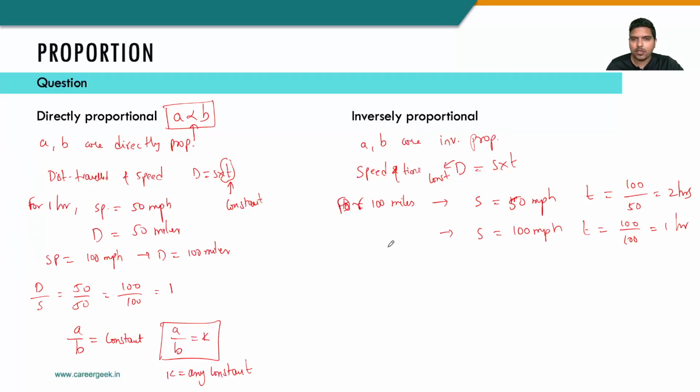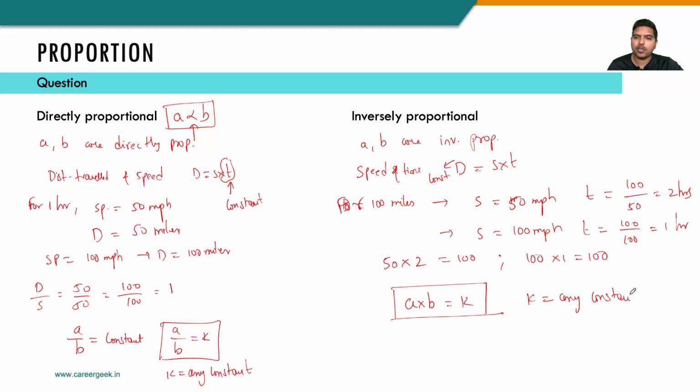Now, if you see, what is common here is that the speed into time is always constant. When speed was 50, time was 2, and when speed was 100, time was 1. So if two quantities A and B are inversely proportional, you will say that A multiplied by B is a constant. A into B is equal to K, where K is any constant which you will need to find using the information given in the question.